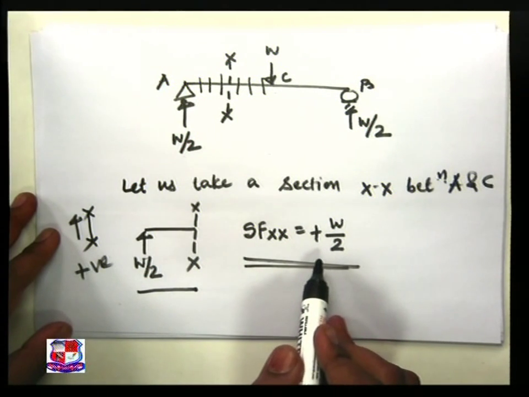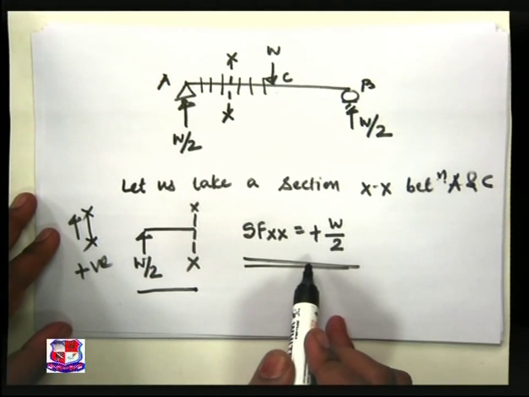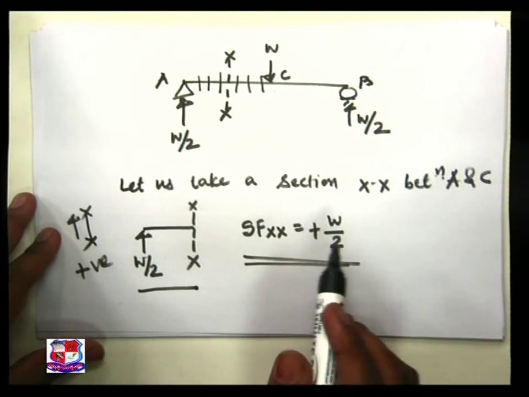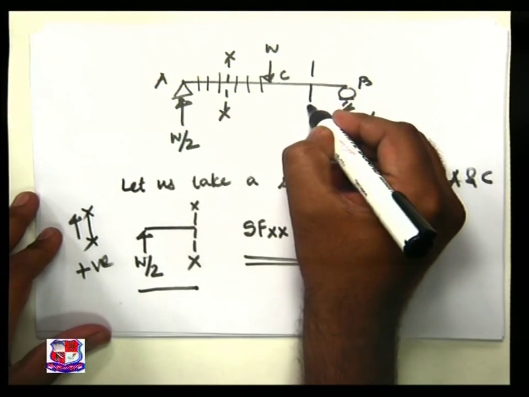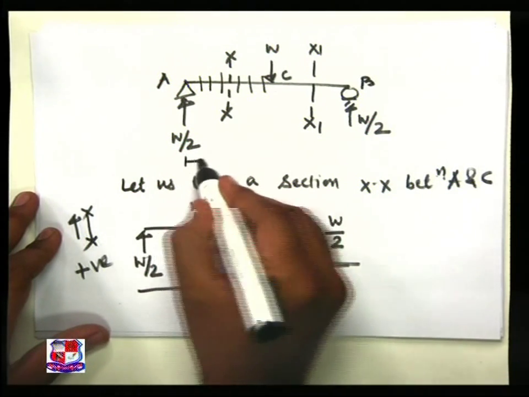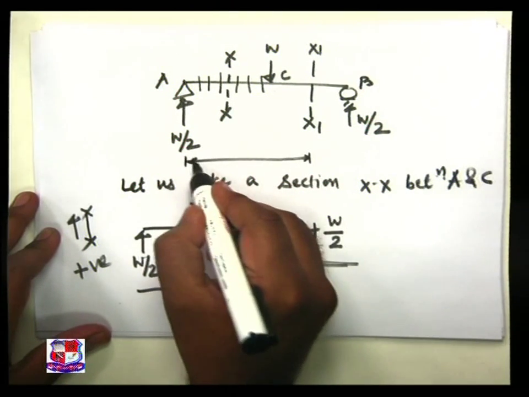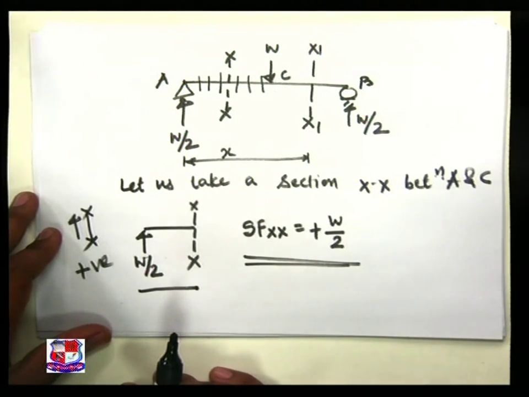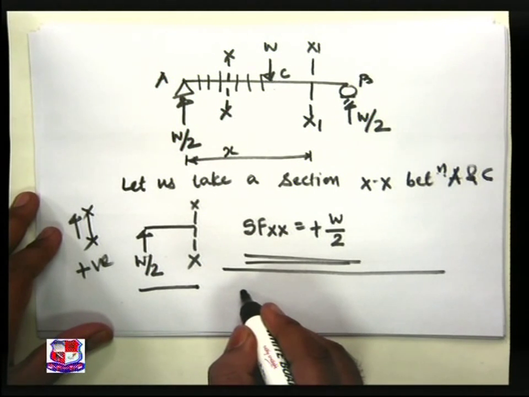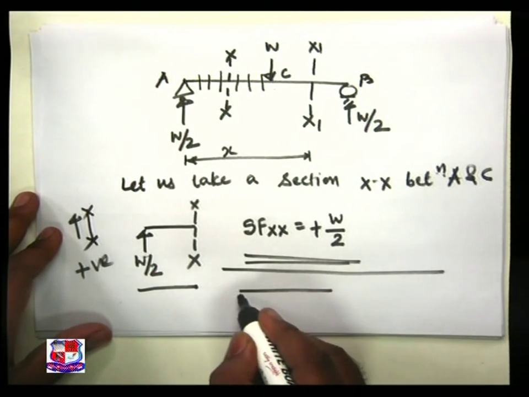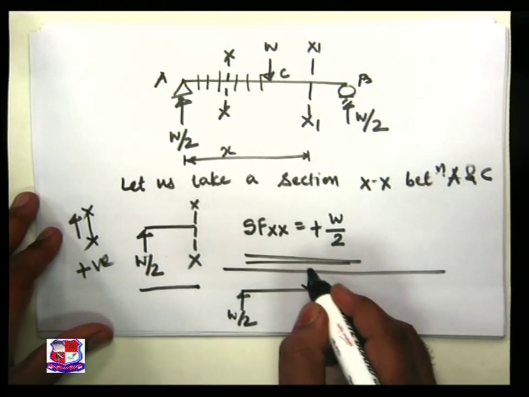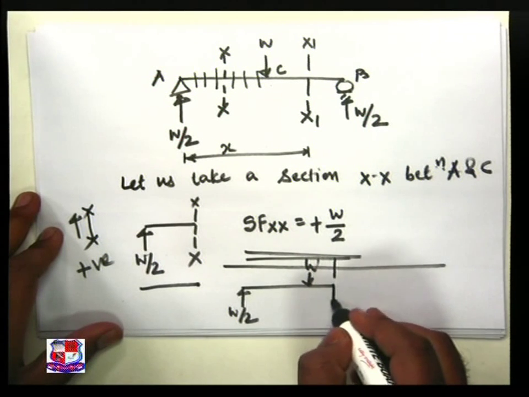Now let us take the next section after point C and see what will happen. So next section, x1 at distance x from A. Now what happens? Let us draw the free body diagram for the same one. W by 2, and here it is W. This is my section.